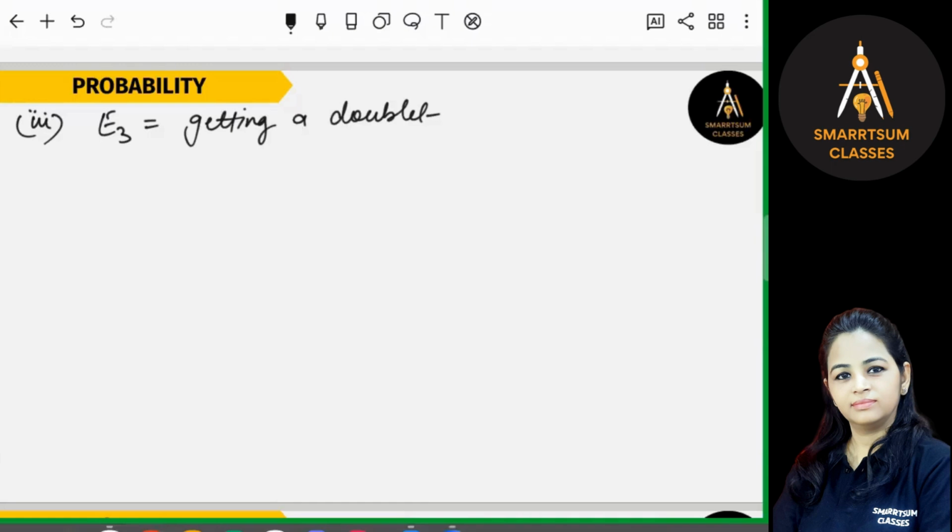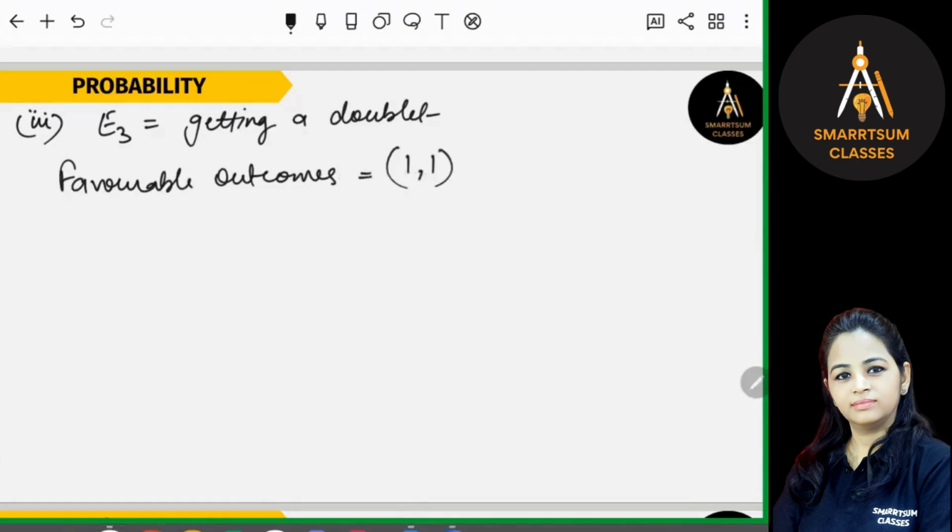So now in the third part, we have to find the probability of getting a doublet. Doublet means getting the same number on both the dice, a double number. Is that clear? Like 1, 1, 2, 2, like this. Okay, so suppose E3 is the event that you are getting a doublet. Now we will first find the favorable outcomes for this event to happen.